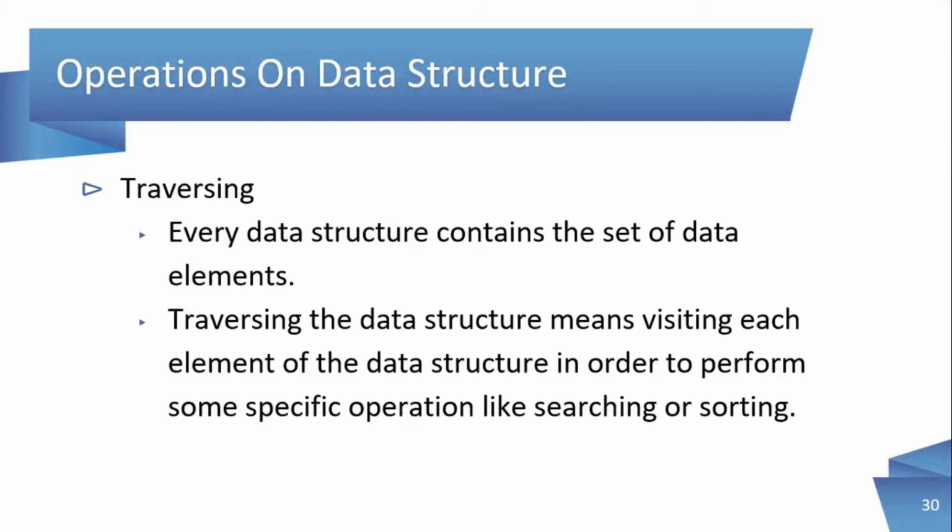Traversing. Every data structure contains a set of data elements. Traversing the data structure means visiting each element of the data structure in order to perform some specific operation like searching or sorting. For example, if we need to calculate the average of the marks obtained by a student in 6 different subjects, we need to traverse the complete array of marks and calculate the total sum. Then we will divide that sum by the number of subjects, that is 6, in order to find the average.